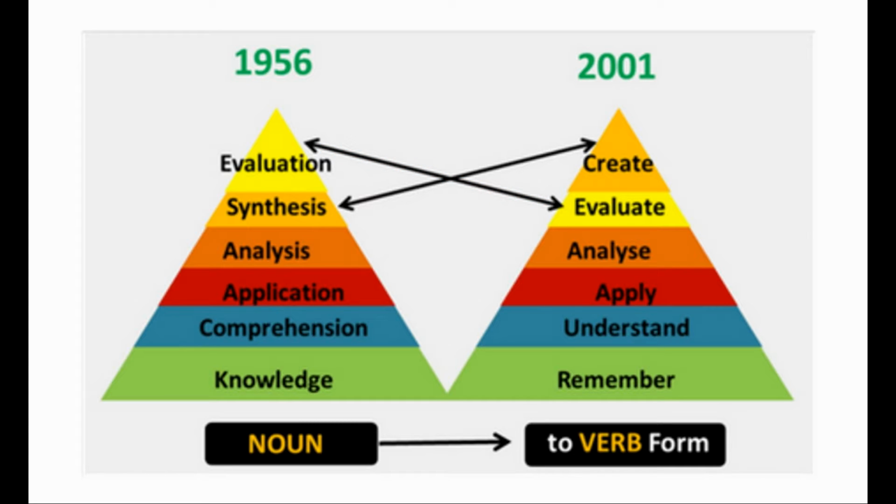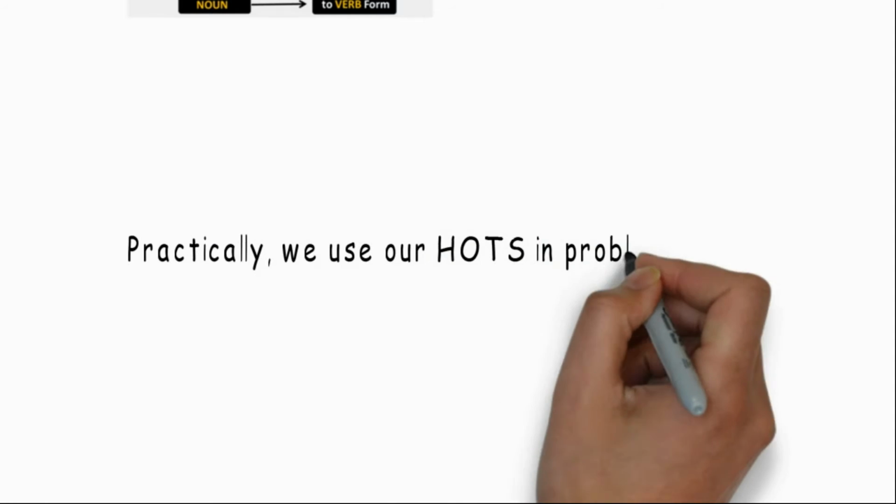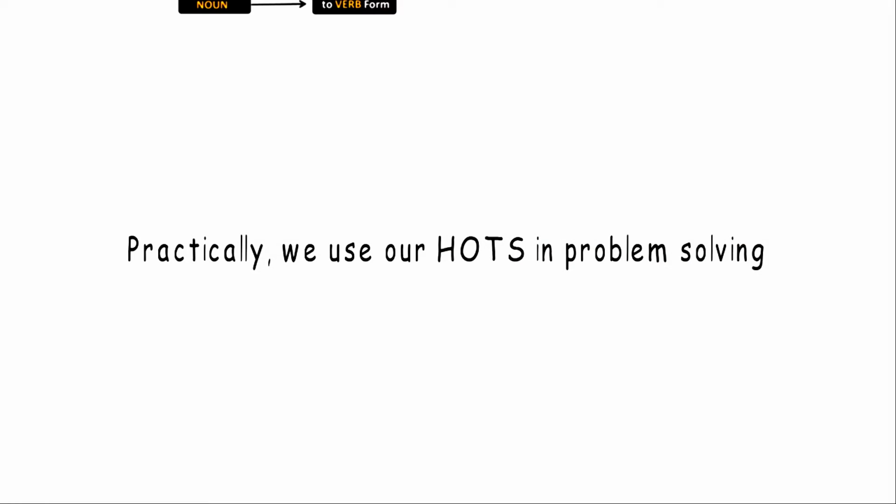If you notice, actually the sequence of synthesis and evaluation has been reversed in the new Bloom taxonomy. Evaluate first and then create. So the old one, the original Bloom taxonomy that was founded in 1956, we call the original Bloom taxonomy. And the new one that was founded in 2001, we call that revised Bloom taxonomy. Practically, we use HOTS in problem solving, including solving mathematics problems and any other problem in our daily life.